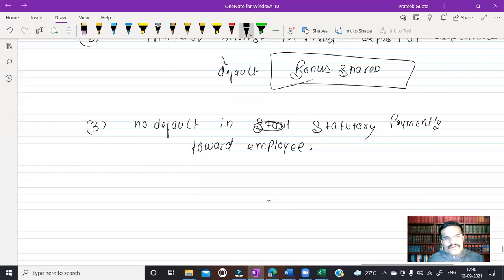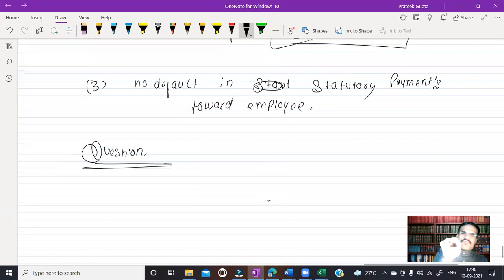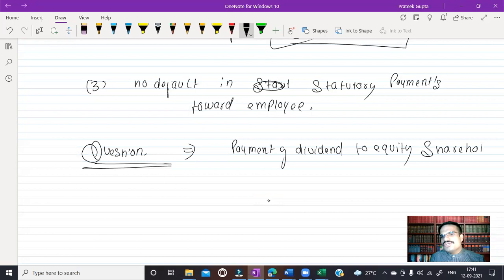Now let me give you the question, and the question is in front of you. For an example, sir, the company has made a default in payment of dividend to equity shareholders. Whether the company is eligible to issue the bonus shares in this case. Please do let me know the answer in the chat box.